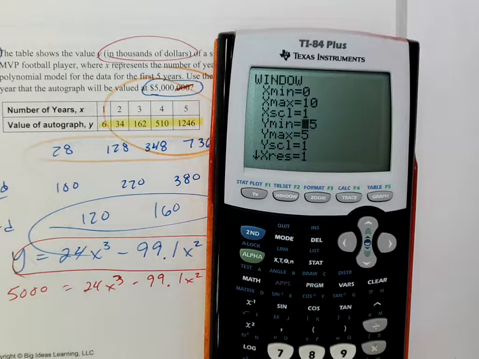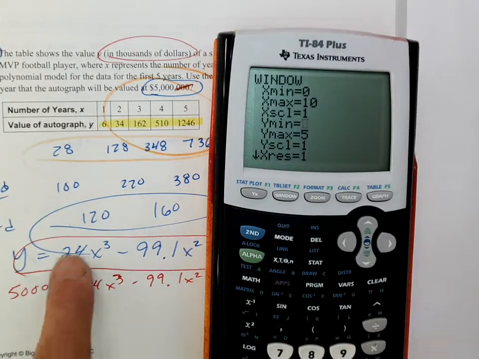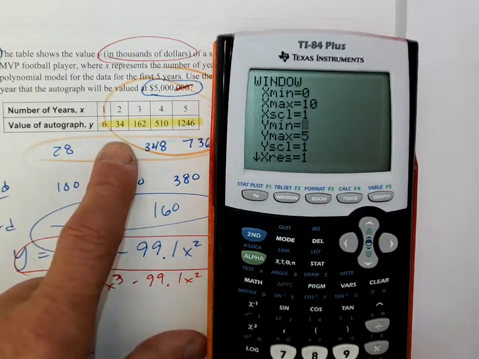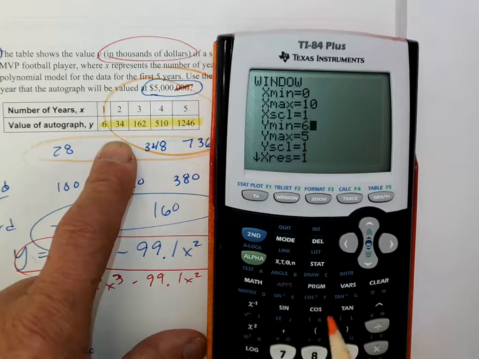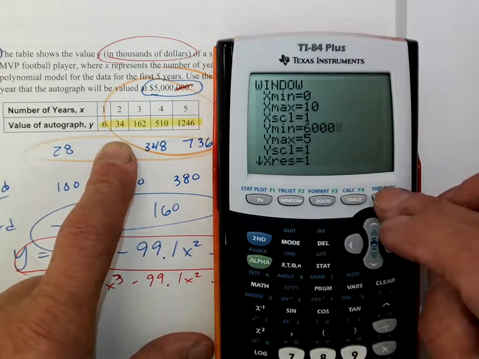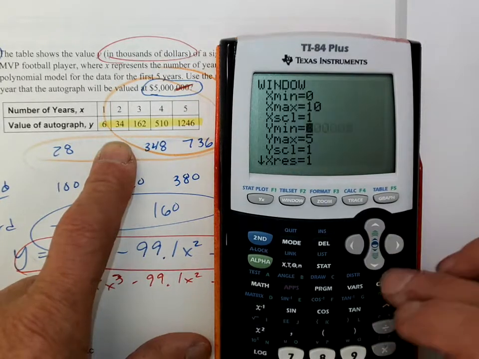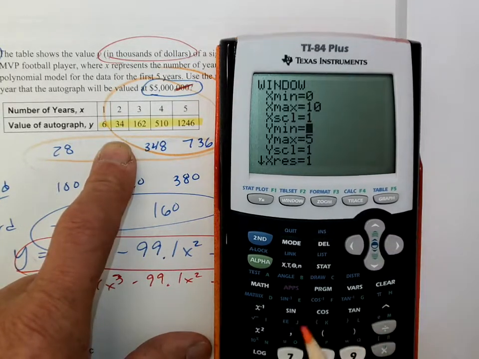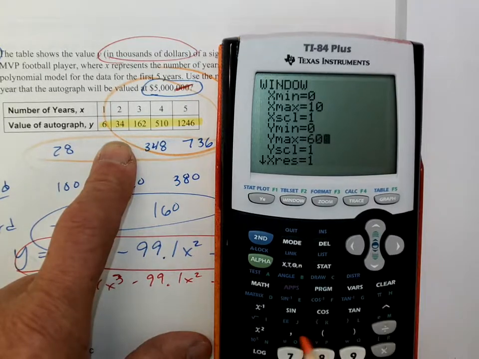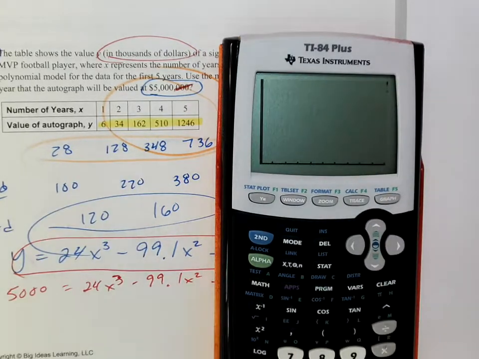My y minimum 0. I need to at least get up to 5,000, so let's put it to 6,000. Whoops, that's my minimum. 0, oops, clear. 0 to 6,000. Graph it. Okay, here's my graph.